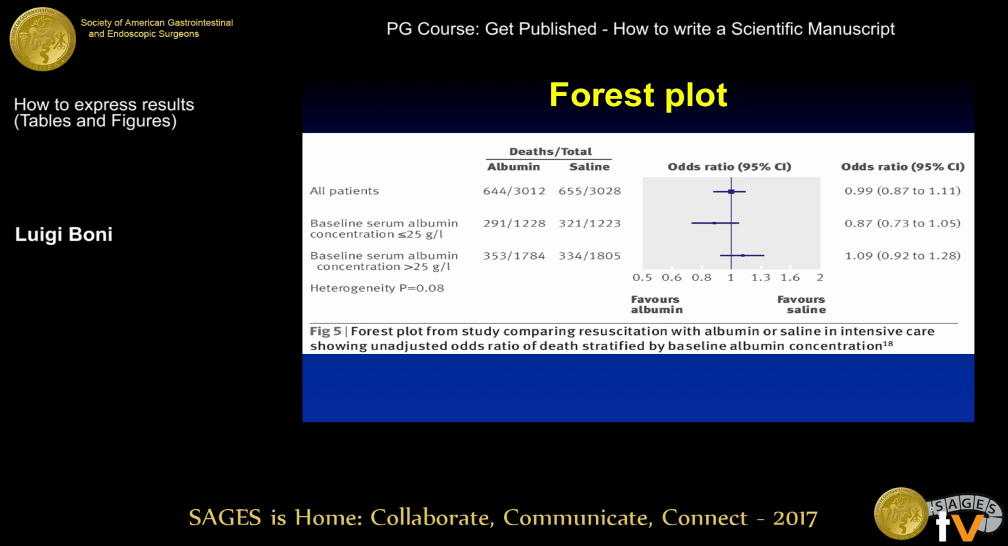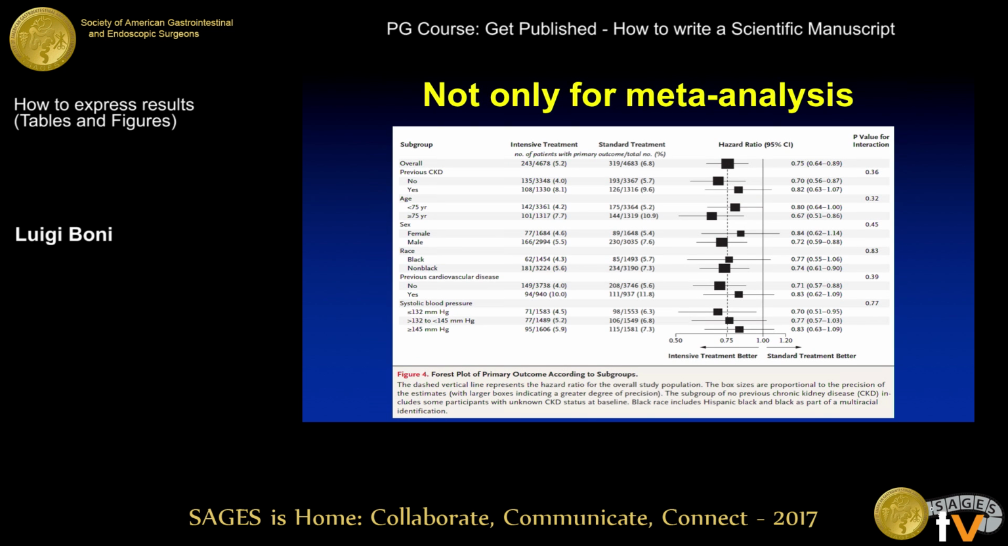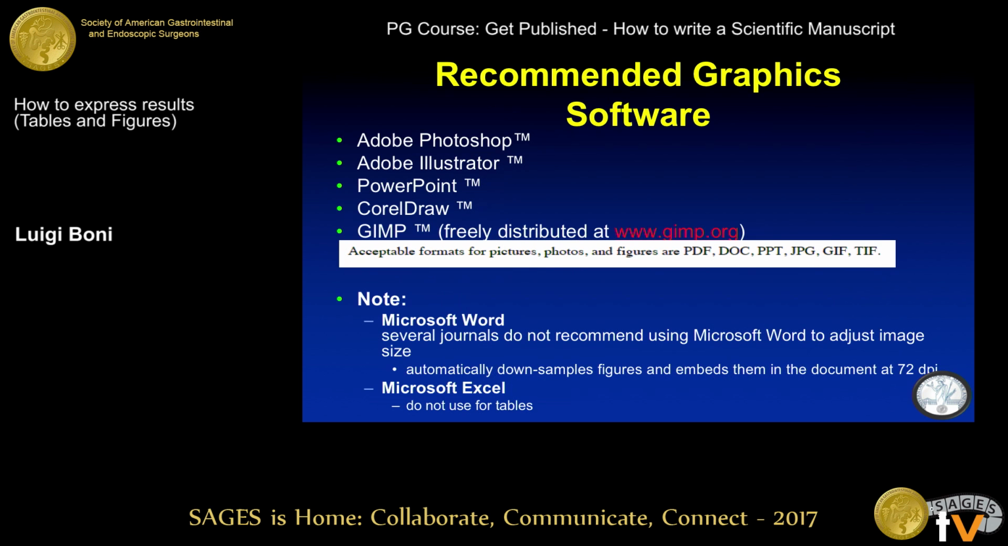You can use a forest plot. Forest plots are usually used for meta-analysis, but not only for meta-analysis. That will give you very nice visual information on whether one is better than the other, according to the location of the prism or the square, as in these cases.